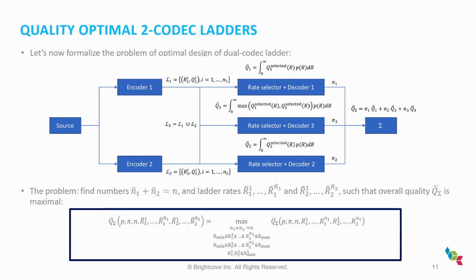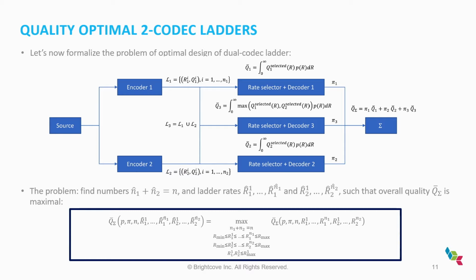What is shown here is that after the first encoder, we have the first ladder. After the second encoder, we have the second ladder. In the middle, going to the joint decoder, we have a union of both ladders, so both ladders are available. Shown here are formulas explaining what average quality is achievable at the end of each client. And Q sigma is actually the blended average of all those quality values with population parameters.